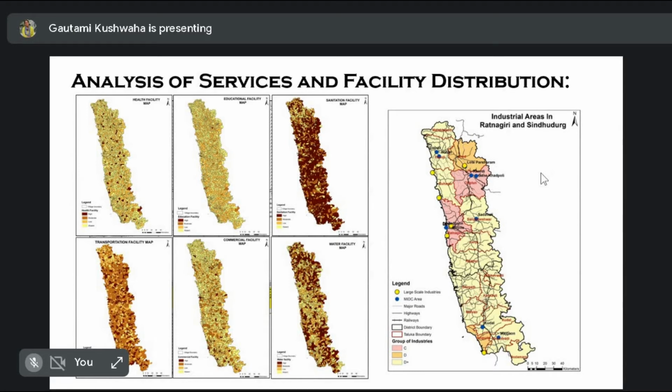This one we did for Ratnagiri and Sindhudurg district, where we plotted the availability of services at village level. We have census data of services at village level, and we generated these kinds of maps using that dataset, so that we can identify the potential areas and the deficit areas where more infrastructure is needed, and analysis like that, right?